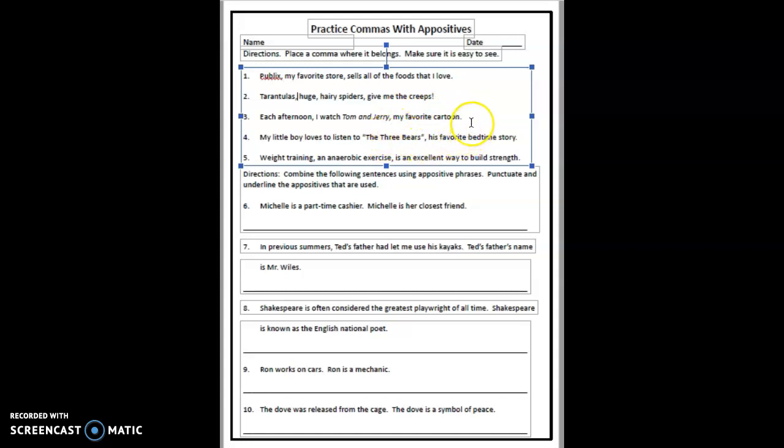Now, this one is at the end of the sentence, this non-essential appositive right here. So you can see that it doesn't have another comma after it. It has a period. But it has to have a comma in front of it because it's non-essential. So that one was a little bit trickier. My little boy loves to listen to The Three Bears, his favorite bedtime story. This one is also very similar to number 3 because after The Three Bears, it needs to have a comma because this appositive right here is non-essential. His favorite bedtime story. This is non-essential.